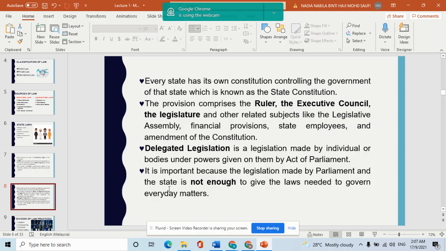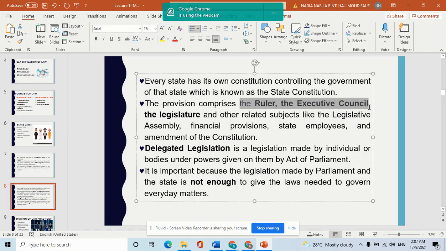Every state has its own constitution. I'm sure I've already explained this. Every state in Malaysia, all 13 states. The provision comprises the ruler, the executive council, the legislator, and other related subjects like legislative assembly, financial provision, state employees, and amendment of the constitution.